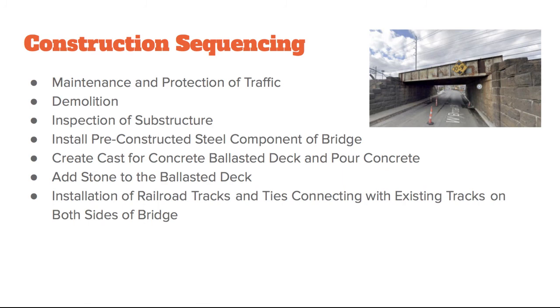Following that would be the installation of the pre-constructed steel component of the bridge. Then it would be to create a cast for the concrete ballasted deck, as well as pouring the concrete. Next, we will add stone to the ballasted deck. And finally, it would be the installation of railroad tracks and ties, connecting them with the existing tracks on both sides of the bridge.